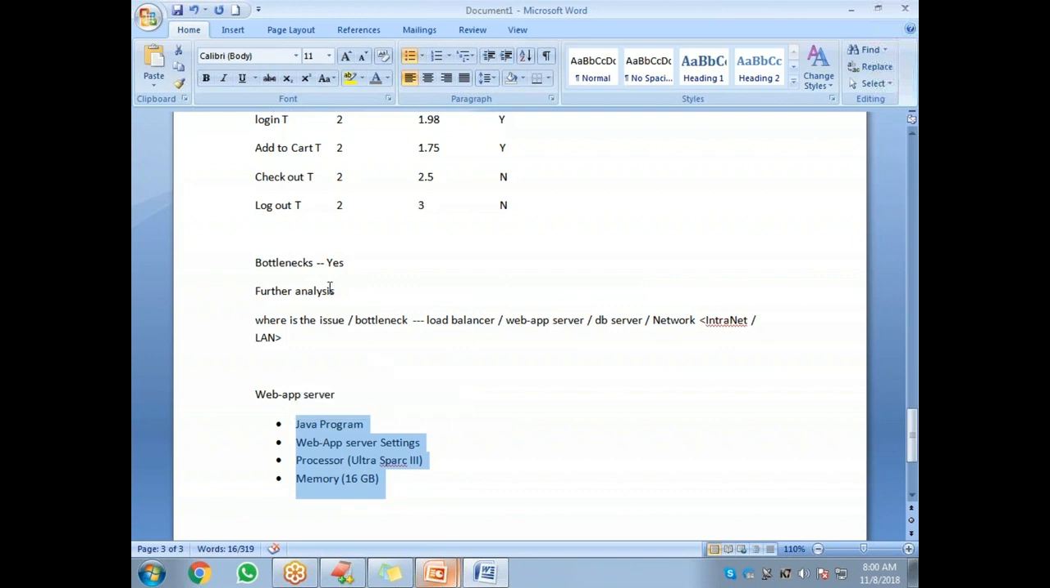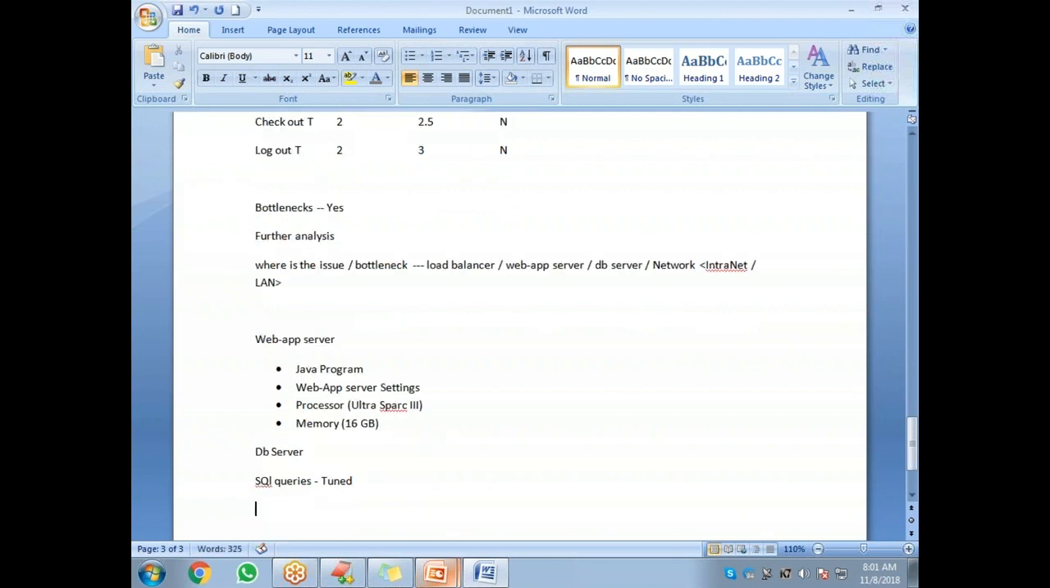This is all part of analysis. For example, you have figured out that the web server is all good, but the problem is with the database server. If the problem is the database server, then is the problem with the SQL queries? Whatever queries have been written and are fired, they are not good, so probably they need to be tuned. Tuned means they need to fine tune them, change them so that they are performance efficient.